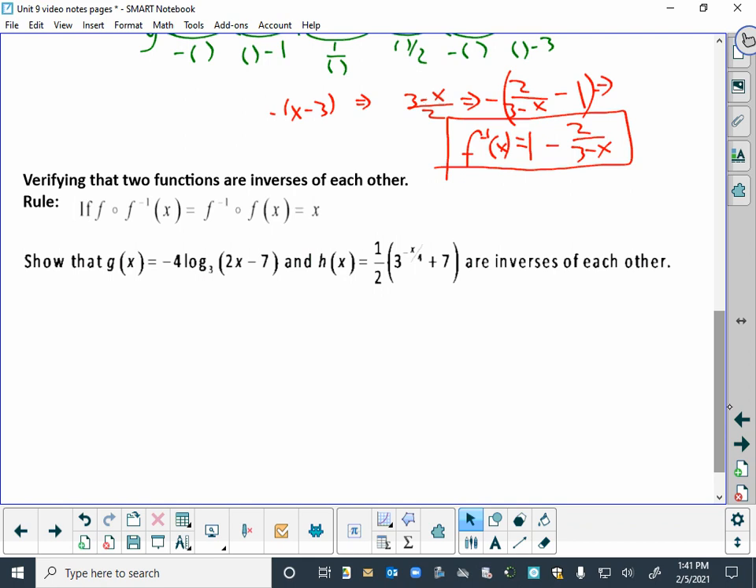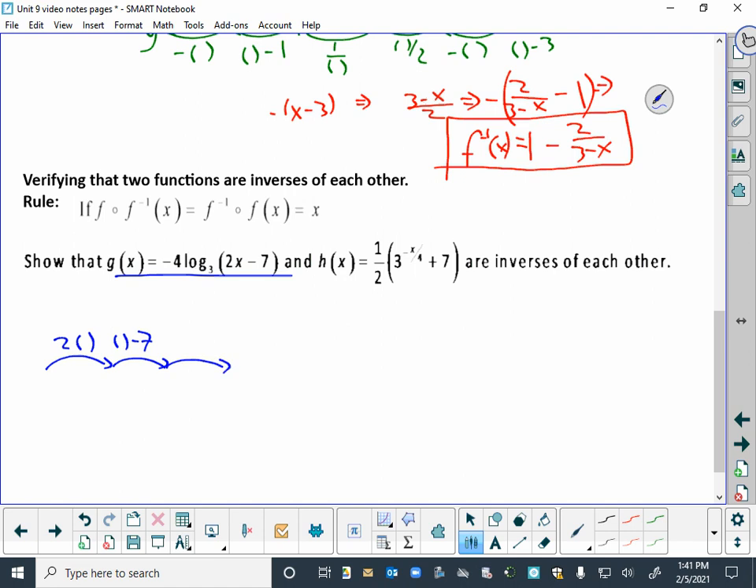Okay? So I have a couple of functions here. G of x, which is negative 4 log base 3 of 2x minus 7, and h of x, which is 1/2 times 3 to the negative x over 4 plus 7. We want to verify that these are inverses of each other, so we are going to compose them, which means we first are going to make the arrow diagram for one of them. I'll do it for G first: multiply by 2, subtract 7, do a log base 3 of, multiply by 4, and then change the sign.